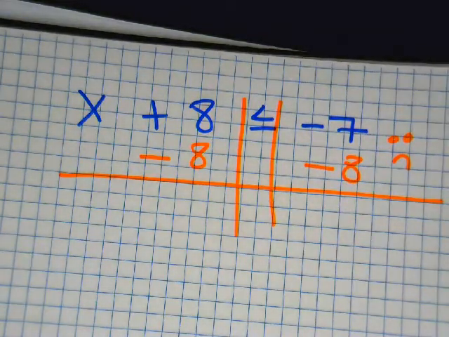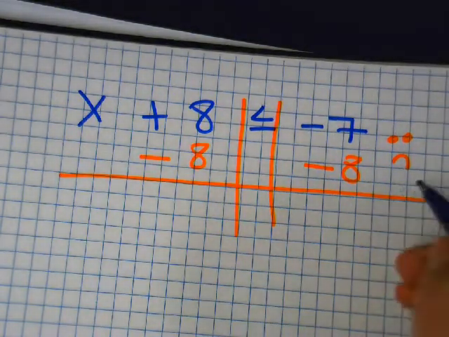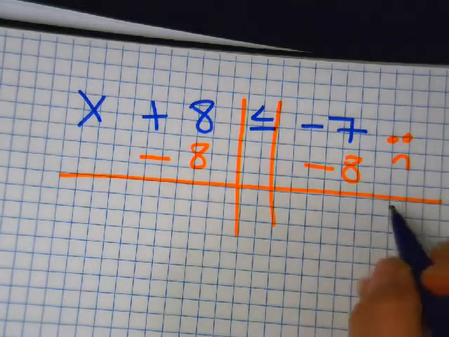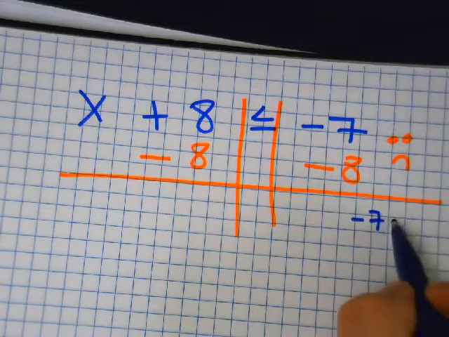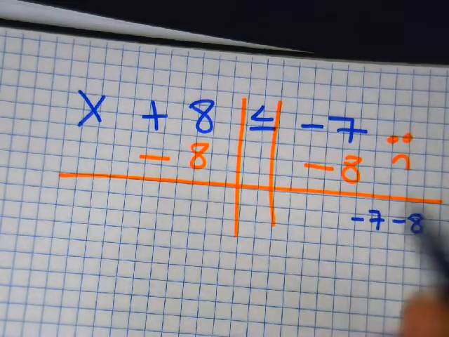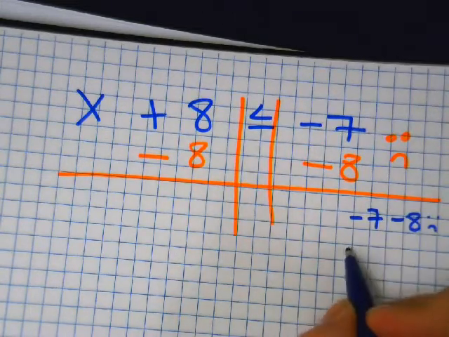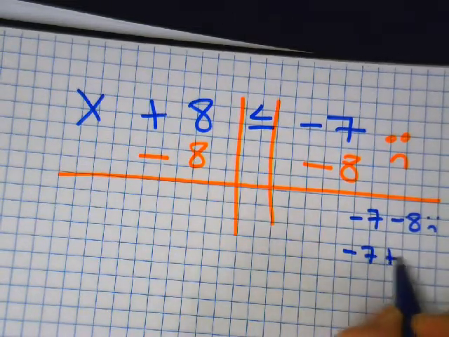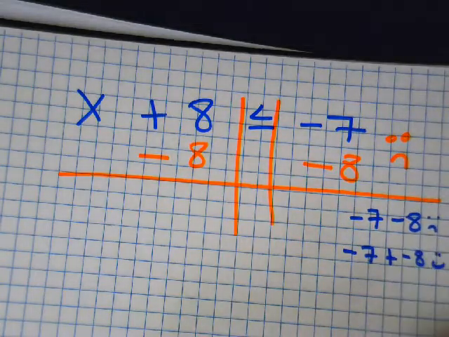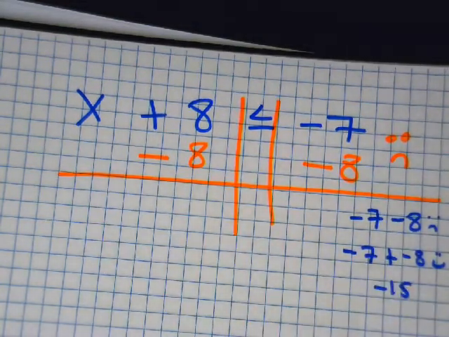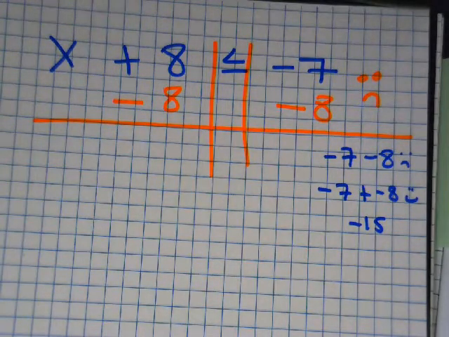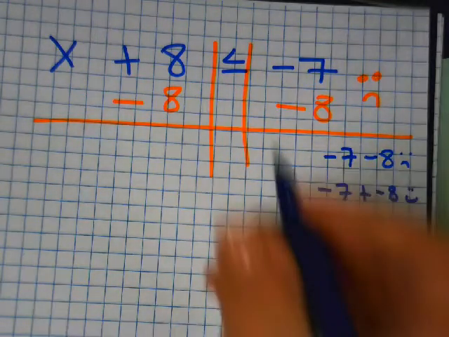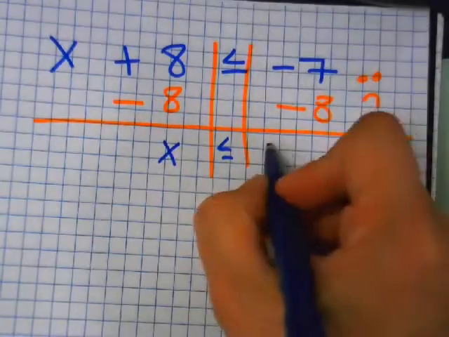Keep, change, opposite. You have negative 7 minus 8, right? But you can't do that, so it's negative 7 plus negative 8, which is negative 15. Your rules of adding and subtracting positive and negative numbers come into play when we're doing these. x is less than or equal to negative 15.